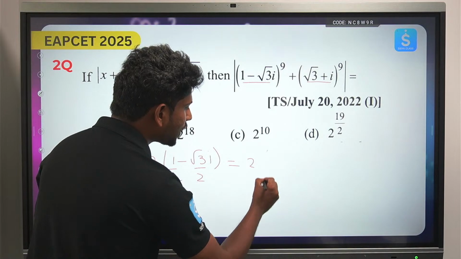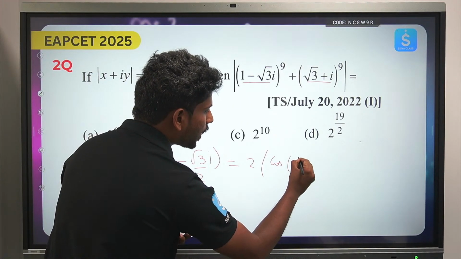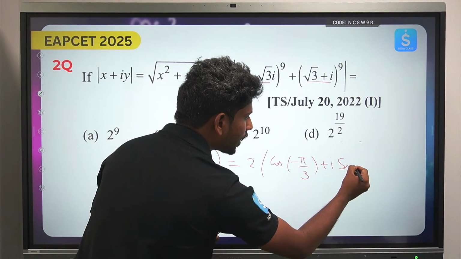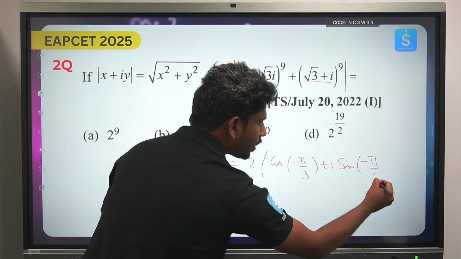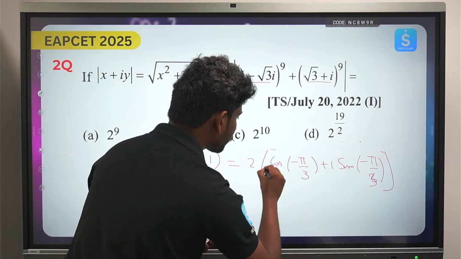Can I just write this as cos minus pi by 3 plus i sin minus pi by 3? Is that right, sir? Okay, can I write it like this?